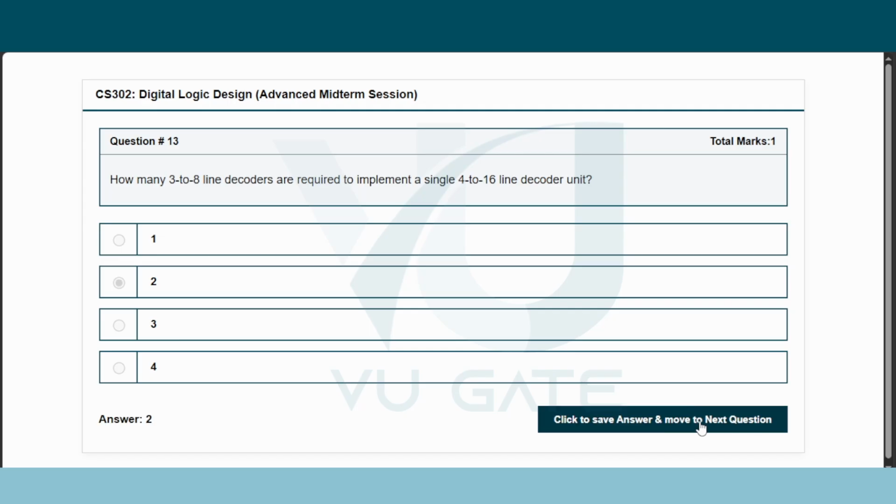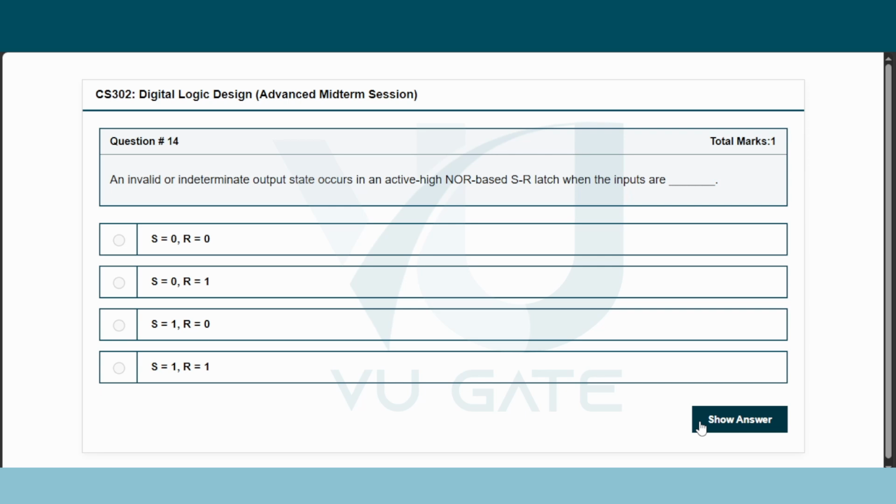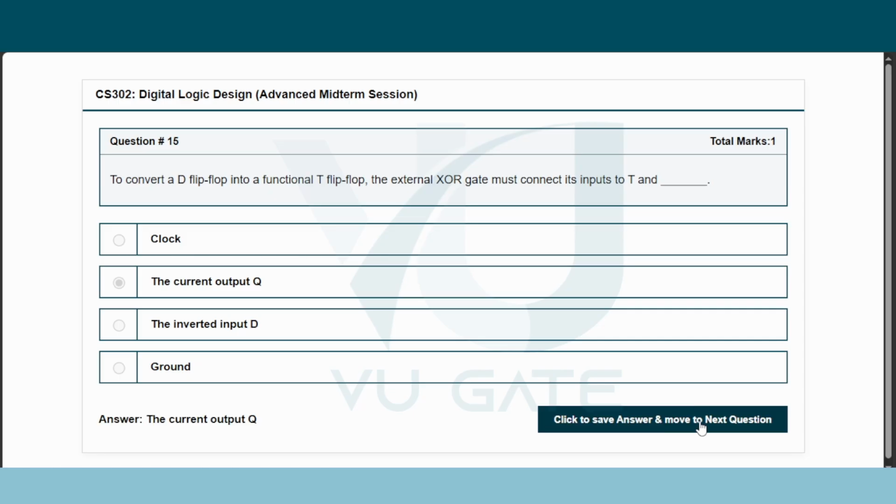Heading over to question 14. An invalid or indeterminate output state occurs in an active high NOR-based SR latch when the inputs are blank. The correct answer is S equals 1, R equals 1. Next is question 15. To convert a D flip-flop into a functional T flip-flop, the external XOR gate must connect its inputs to T and blank. The correct answer is the current output Q.